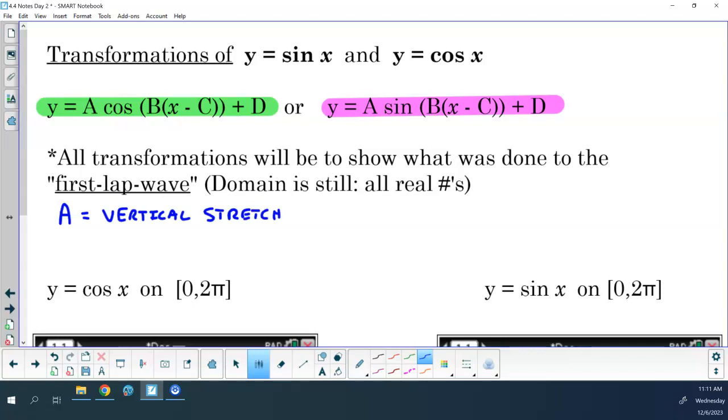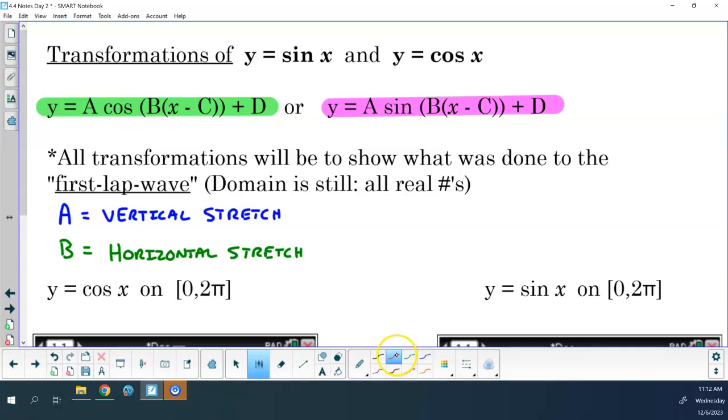That's going to yank the sine and cosine curve vertically. Our B value is going to be the horizontal stretch. We're either going to stretch it out lengthwise, or horizontally expand it, or we can contract it in.